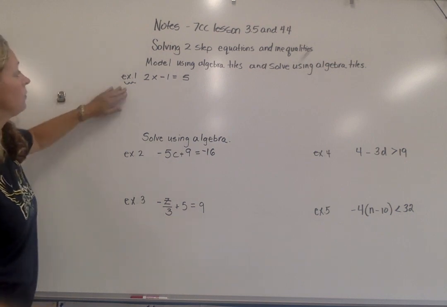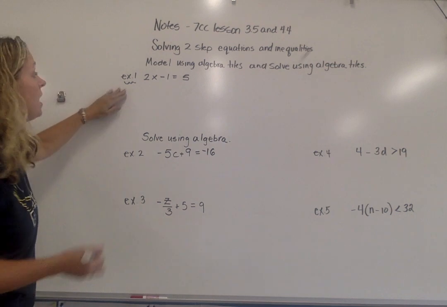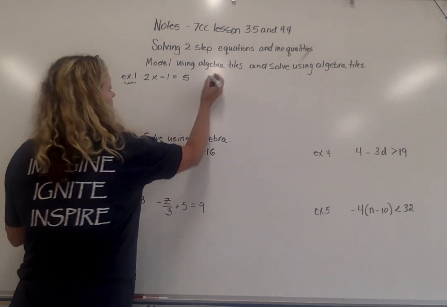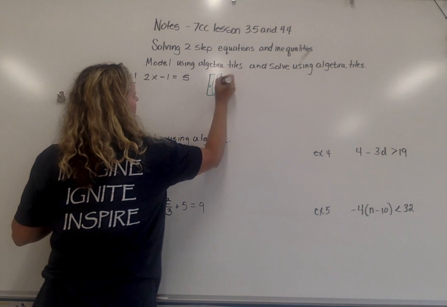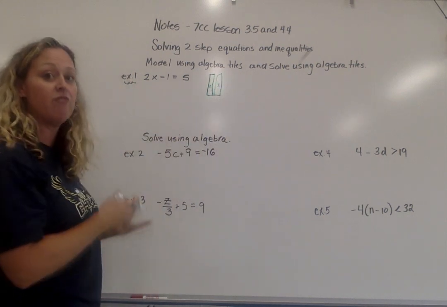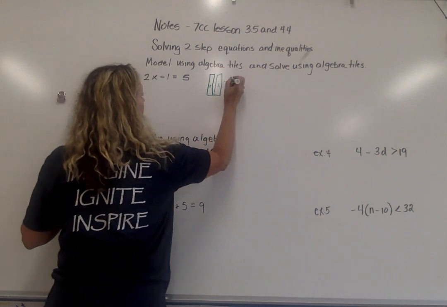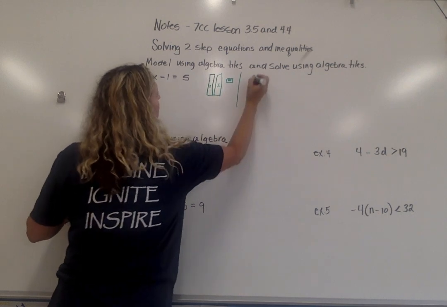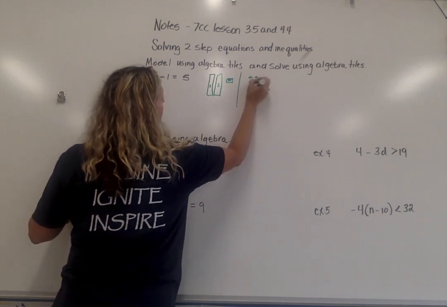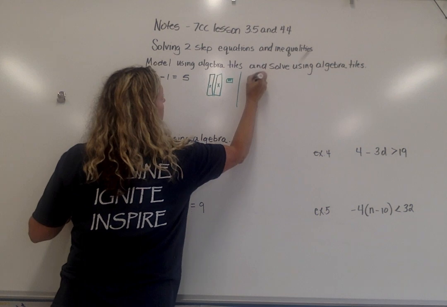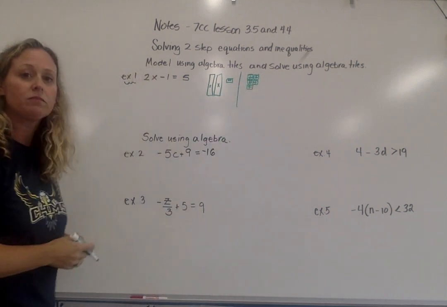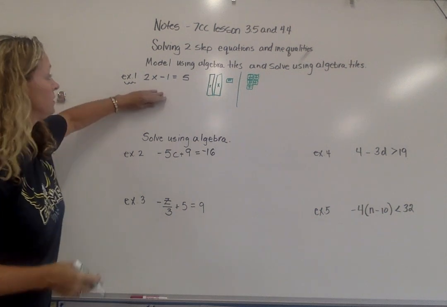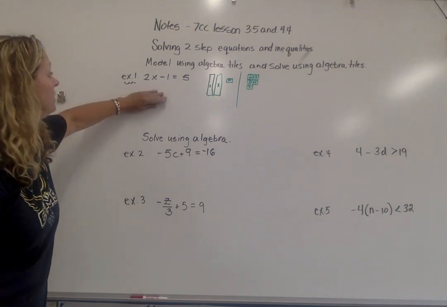In the first problem, we're going to be asked to model using algebra tiles and then solve using algebra tiles. If I have 2x, that is represented by 2 x's. If I have minus 1, that's represented by a negative 1. And then if I have 5 positives on the other side, each one is being represented by a plus sign. This is the model that's represented by 2x minus 1 equals 5.